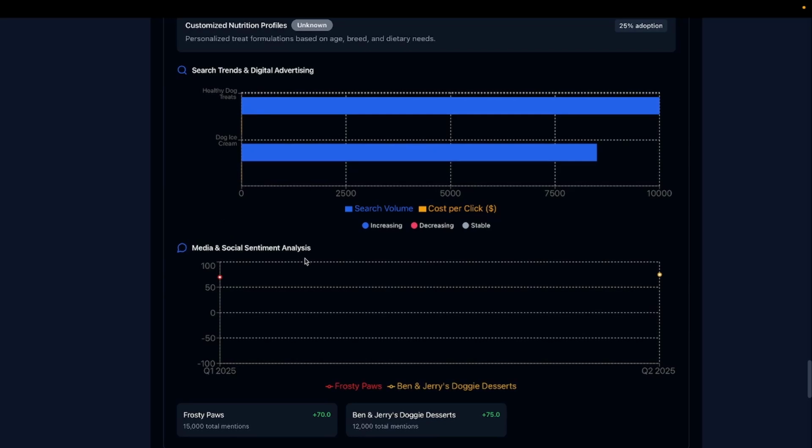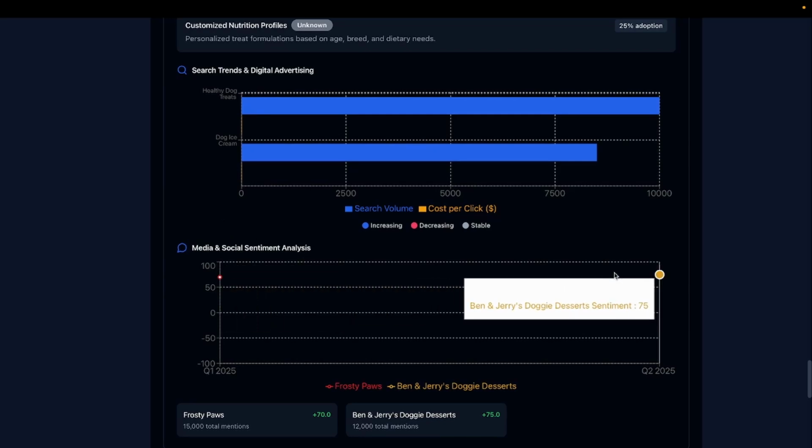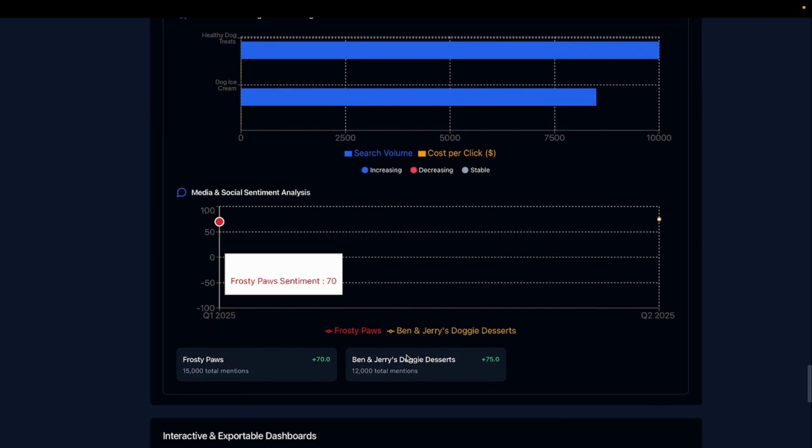Media and social sentiment analysis. We've got this sort of thing over here. The one company is at 70, the other company is at 75. Frosty Paws got 15k mentions, Ben & Jerry dog treats got 12k. I've never heard of this, so this sort of lines up.